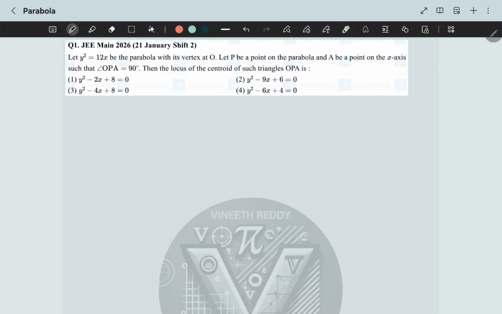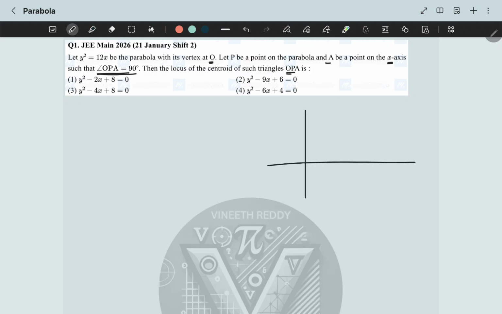Hello students, so in this video we will be solving questions from parabola. The first question says: let y square equals to 12x be the parabola with its vertex at O. Let P be a point on the parabola and A be a point on the x-axis such that angle OPA is equal to 90 degrees, then the locus of the centroid of such triangles OPA.